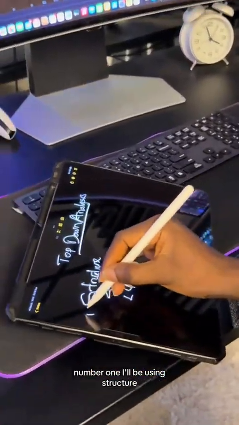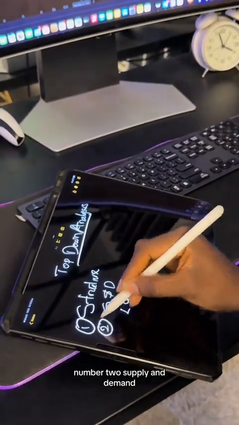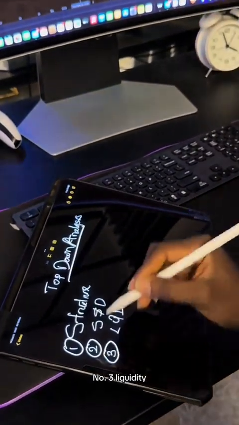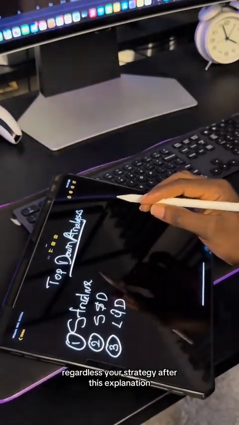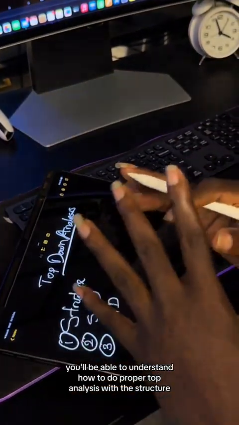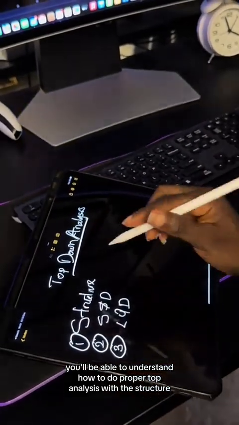I'll be using three different things to explain this topic. Number one, I'll be using structure. Number two, supply and demand. Number three, liquidity. Regardless of your strategy, after this explanation, you'll be able to understand how to do proper top-down analysis.